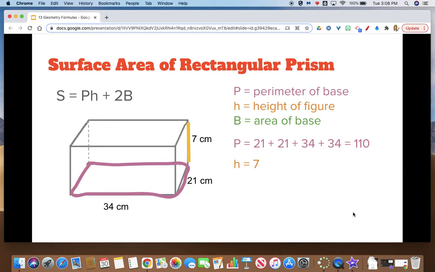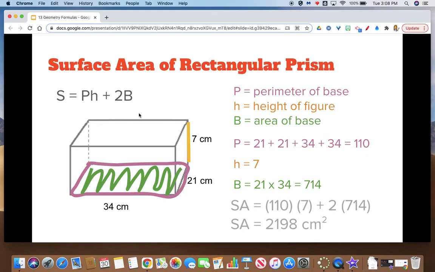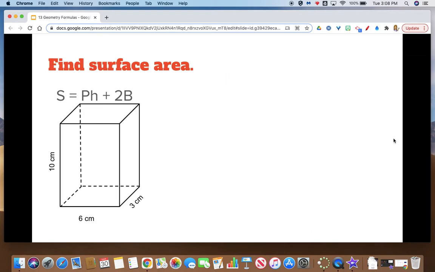Then we did the area of the base, which was 34 times 21. Then we plugged those into the original formula. So we took the perimeter times the height, plus 2 times the area of the base, and we got 2,198. Using the formula, try this one. I'm going to go over the answer in just a moment. Press play if you'd like me to walk through it or when you're ready to hear the answer.